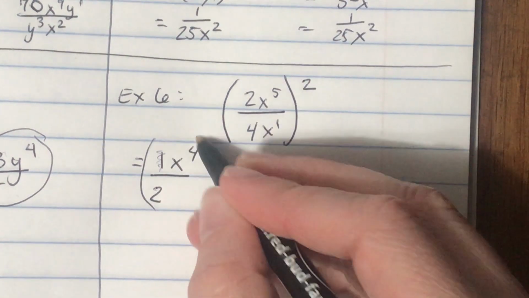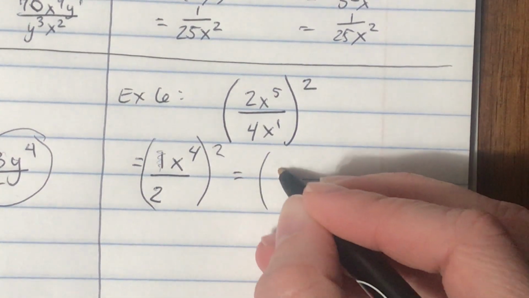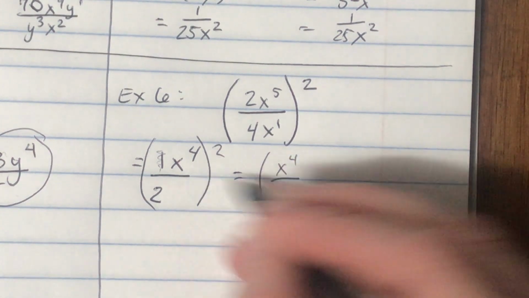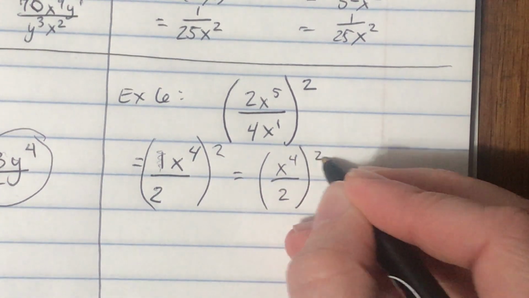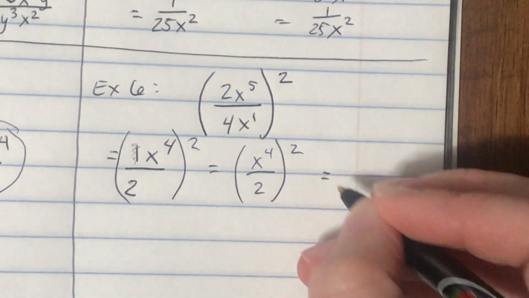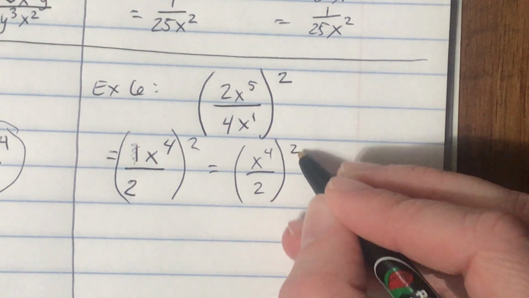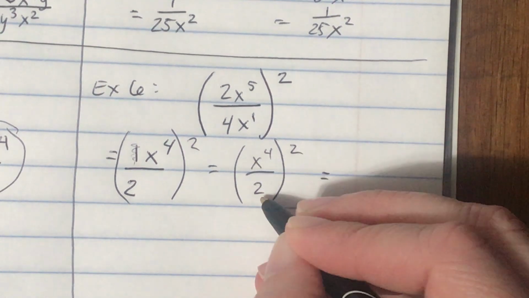But now this whole thing is still being squared. So I'm going to clean this up a little bit. So we now have x to the fourth over 2, all being squared. And so now we're going to simplify that. And we're raising a quotient to a power. So remember, the power goes to the top and the bottom.